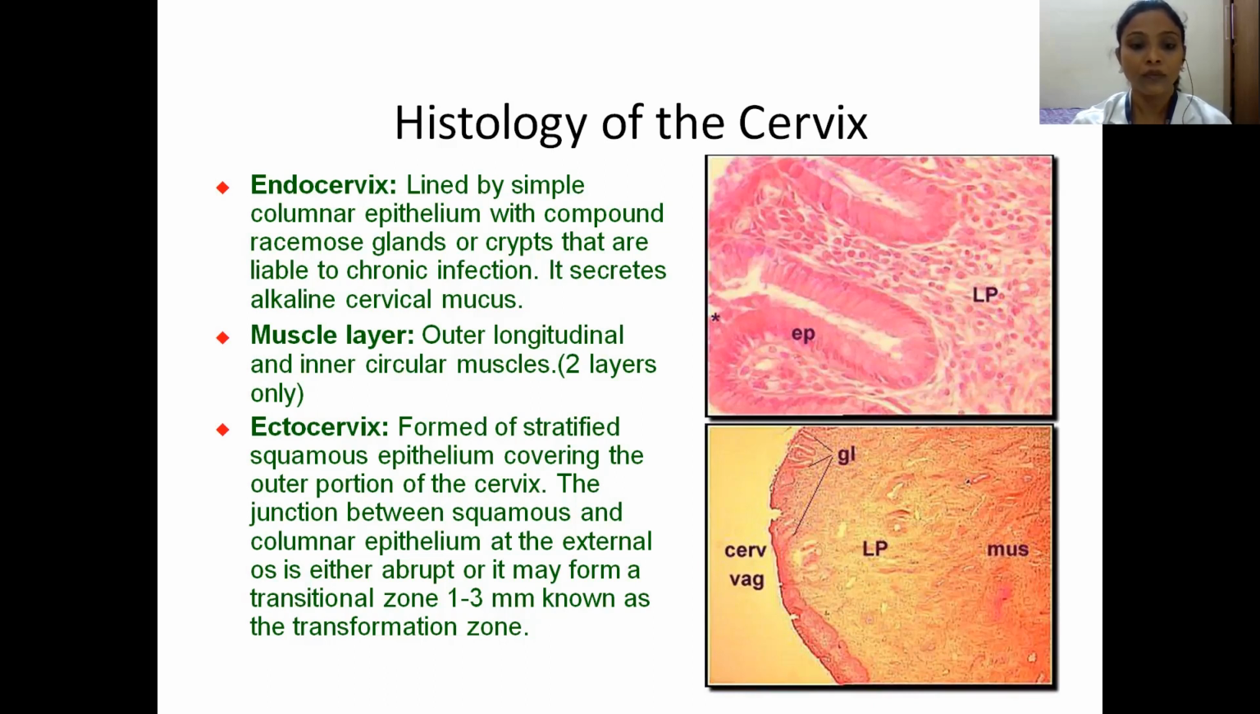The ectocervix is formed of stratified squamous epithelium covering the outer portion of the cervix. The junction between the squamous and the columnar epithelium at the external os is either abrupt or it may be in the form of a transitional zone, that is 1 to 3 mm, known as the transformation zone. So this zone is called the transformation zone. So we have seen the endocervix, muscle layer, and ectocervix.